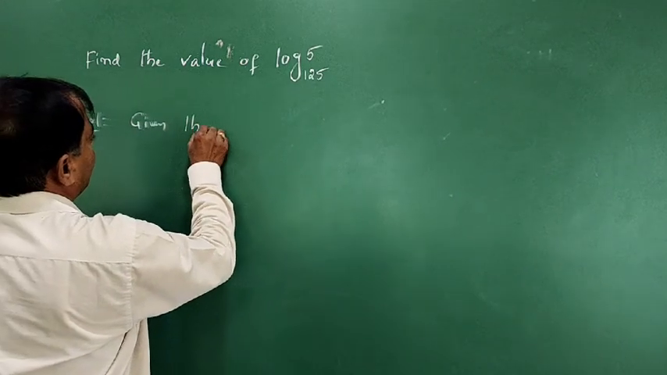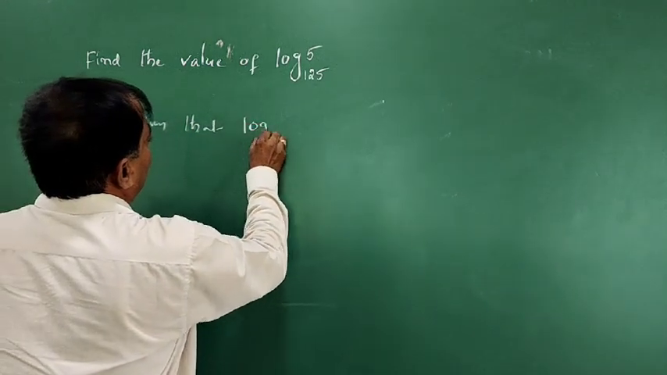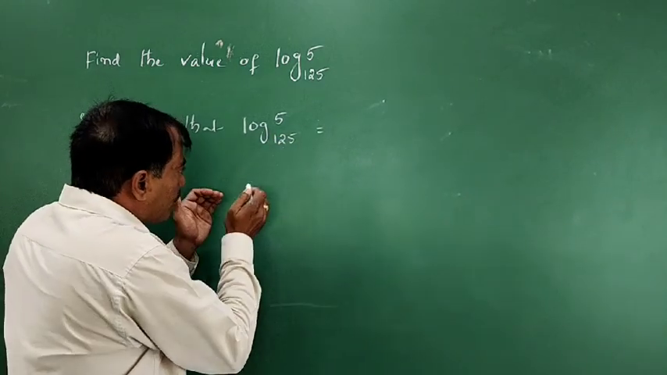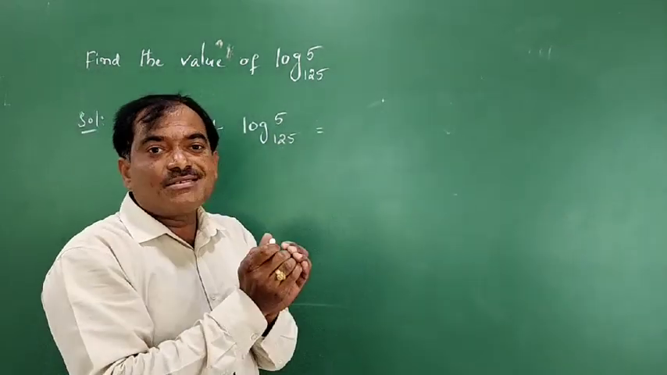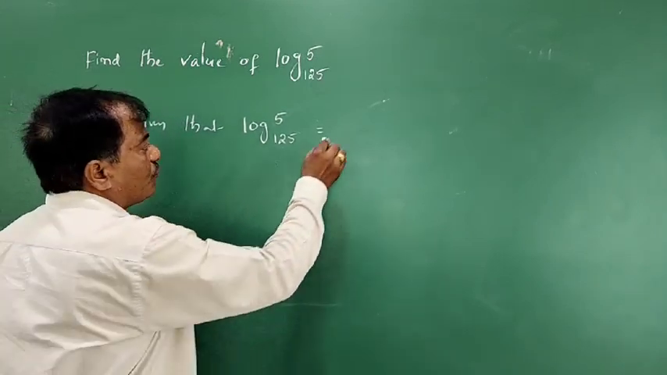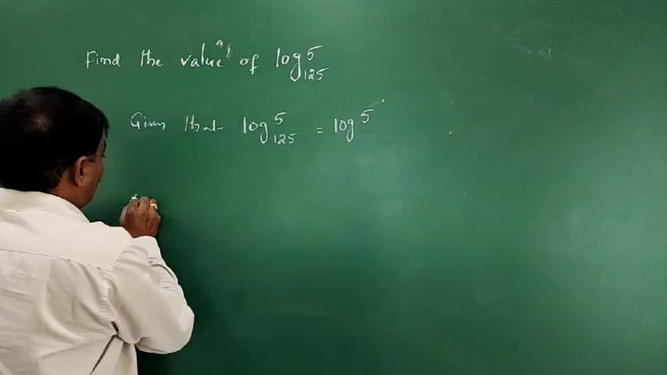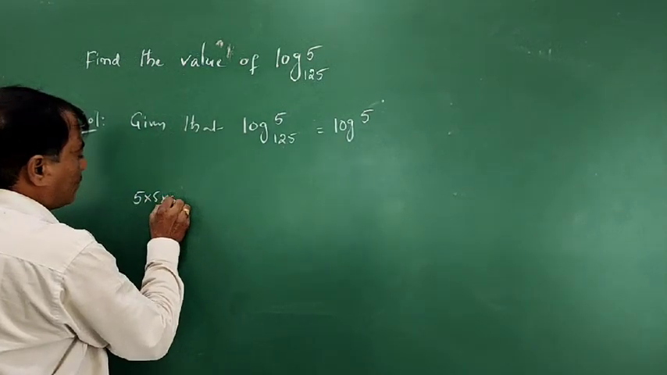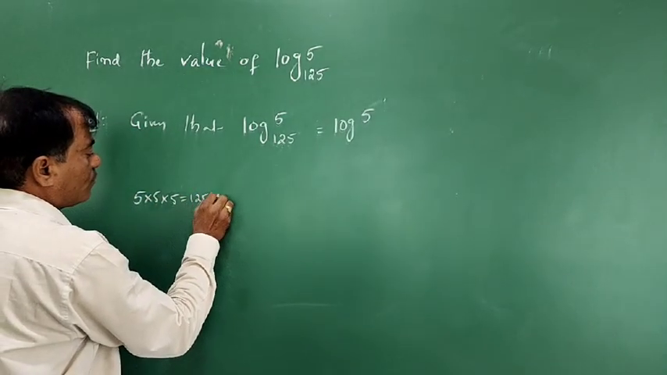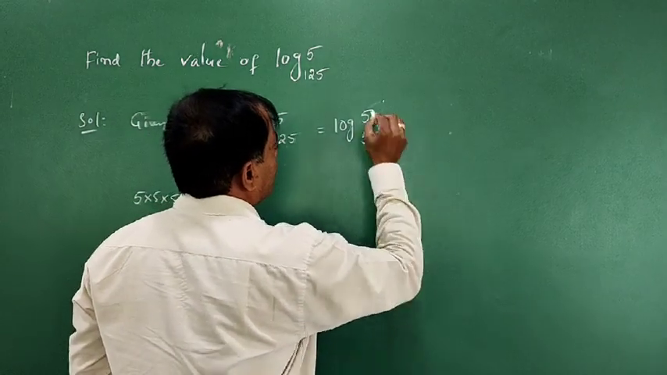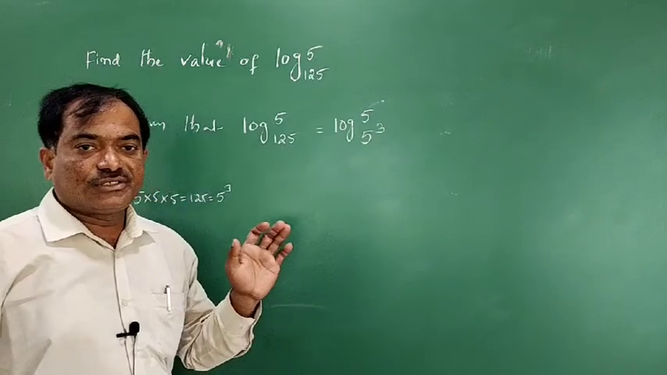Now given log 125 to the base 5. So here the base can be expressed as powers of 5. So therefore this is equal to log 5 cubed. Now 5 5s are 25, 25 5s are 125. So this 125 can be expressed as 5 to the power of 3.